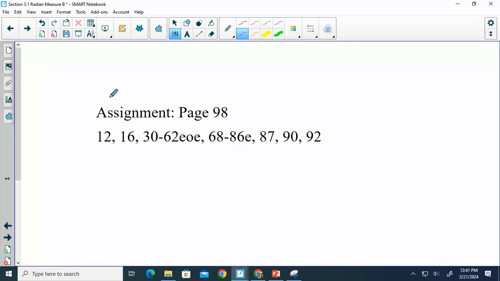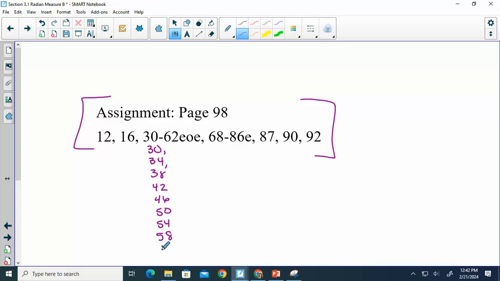So, I want you guys to practice. 30 through 62, EOE. What does EOE mean? Even or odd, even. Every other even. So you do 30, you skip 32, you do 34. 68 through 86 are evens only.